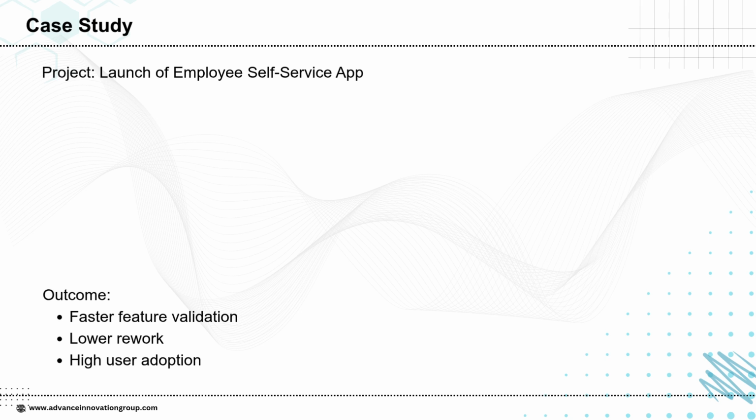This case study shows how different delivery models can be used within the same project. HR rules and compliance used predictive because requirements were stable. Mobile UI screens used agile since user feedback was essential. Training and rollout followed an incremental approach to roll out department-wise. Result: faster validation, reduced rework, and high user adoption.